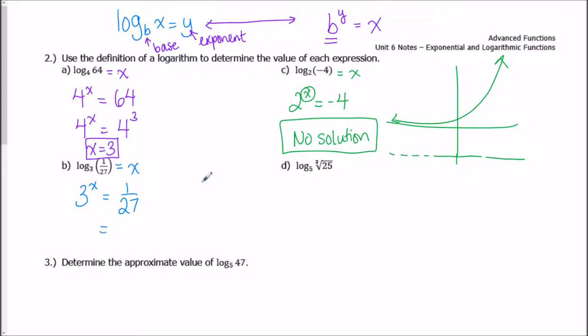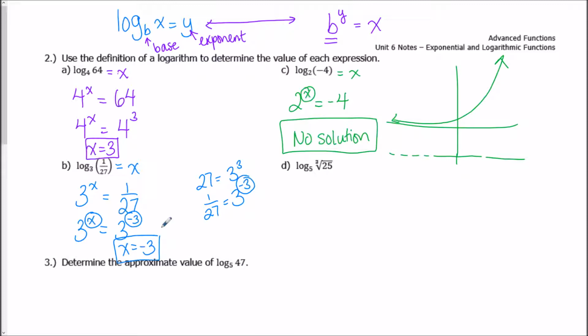Well, I know 27 is equal to 3 to the power of 3, so that means that 1 over 27 is 3 to the power of negative 3, because we always do the reciprocal whenever we have a negative exponent. So we know that 3 to the power of x is equal to 3 to the power of negative 3, which means that x has to equal negative 3.